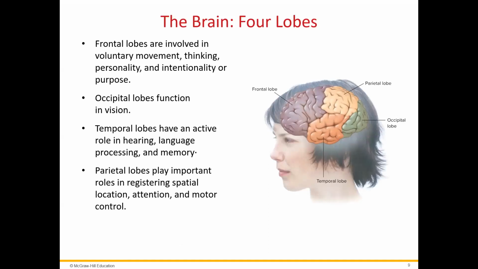I mentioned that the brain has 4 lobes. So besides being split in 2 and having 2 hemispheres, each hemisphere has 4 distinct sections, which we call lobes. You can see them pictured here. I'm just going to mention one important thing in each lobe that I want you to know. So the frontal lobes, and know what's written here, what they're responsible for. Frontal lobes are involved in voluntary movement, thinking, personality, and intentionality or purpose. These are big things.